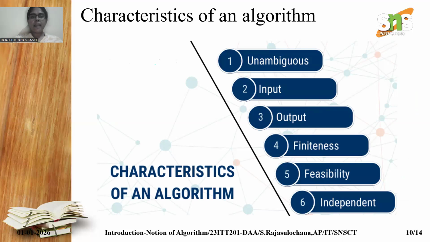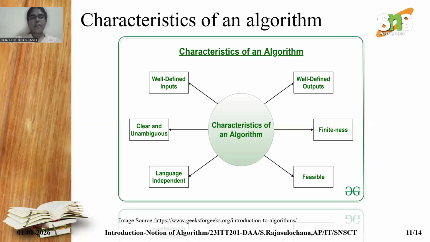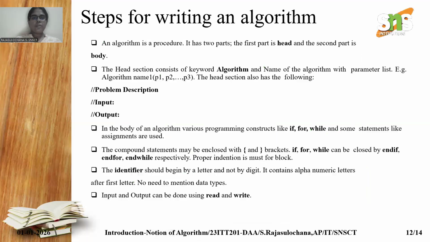Here are some of the characteristics of algorithm. It has to be unambiguous. It should have a specific number of inputs, it should generate an output, and it should terminate in a finite number of steps. It should be feasible, which means it is possible to execute that algorithm, and it should be independent. Irrespective of any programming language, the algorithm you have defined should work. So this is what the characteristics of algorithm is all about.